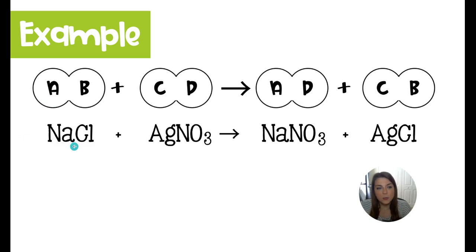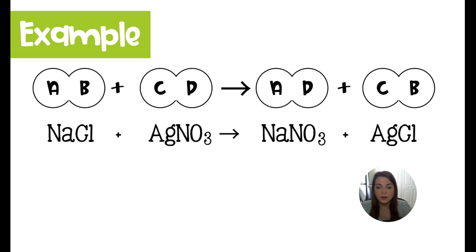We have sodium chloride. Na is a group 1 ion, so it is always soluble with no exceptions. And then we have silver nitrate, and nitrates are one of those ions that are always soluble with no exceptions as well. So they're going to swap. Sodium is going to pair up with the nitrate, AD, and we get sodium nitrate. And CB will be silver bonded to chlorine. Now, if you don't remember solubility rules, I will have that video linked in the description.